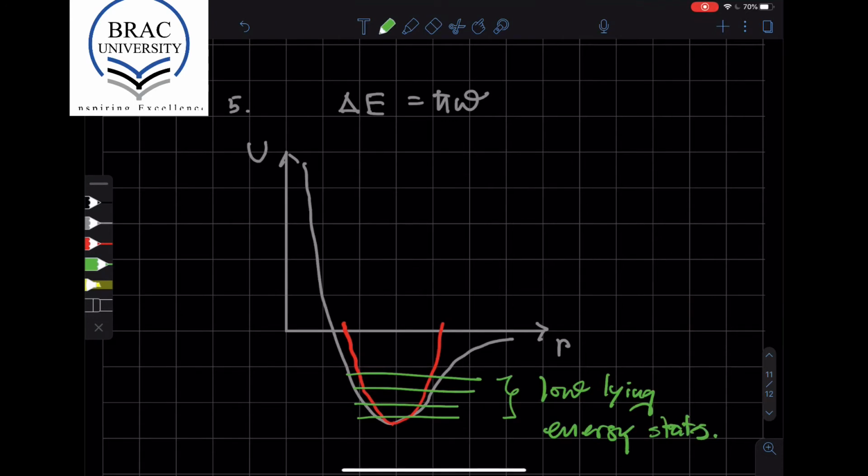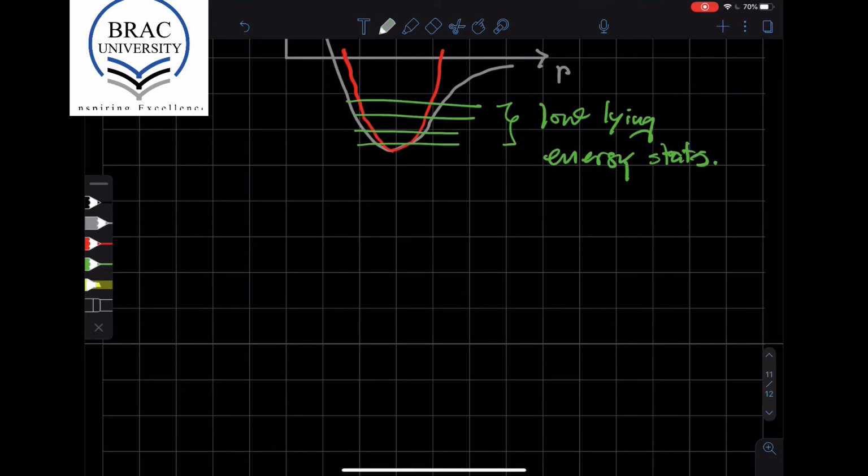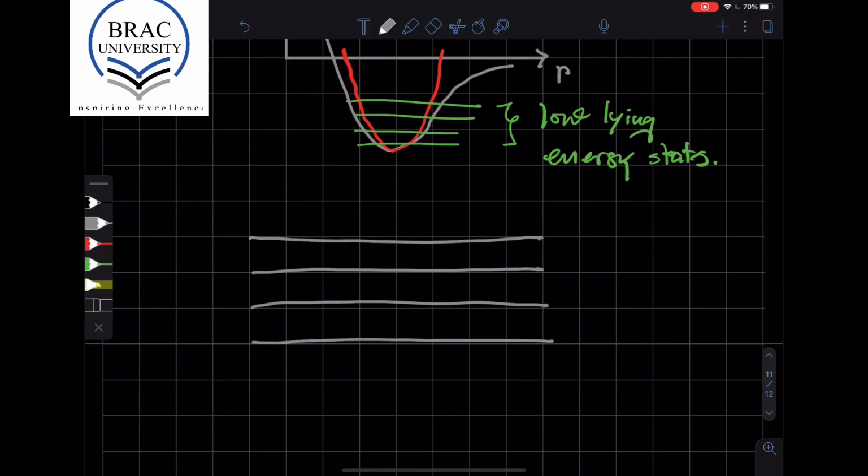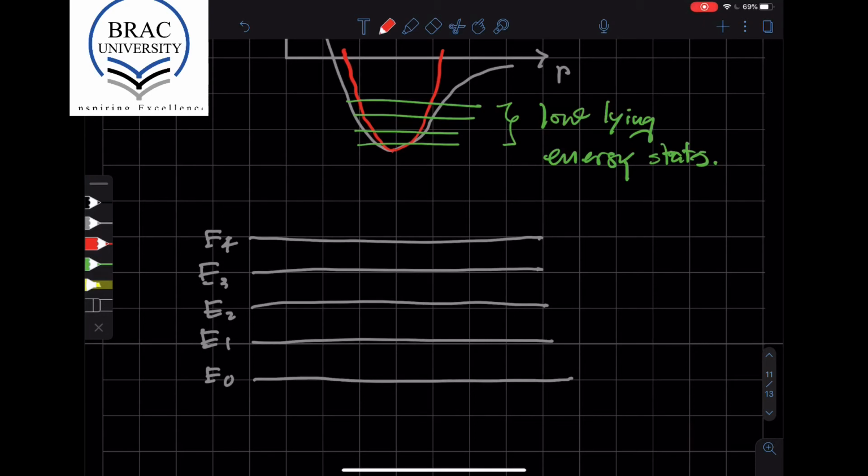Another way of looking at these is to say that these energy states are evenly spaced. So this is say E0, this is E1, this is E2, this is E3, this is E4. If we have an atom or a molecule, these are the low-lying energy states, and the raising operators take you in that direction, while the lowering operators take you in that direction. And so we see that the difference in consecutive energy levels is h bar omega.